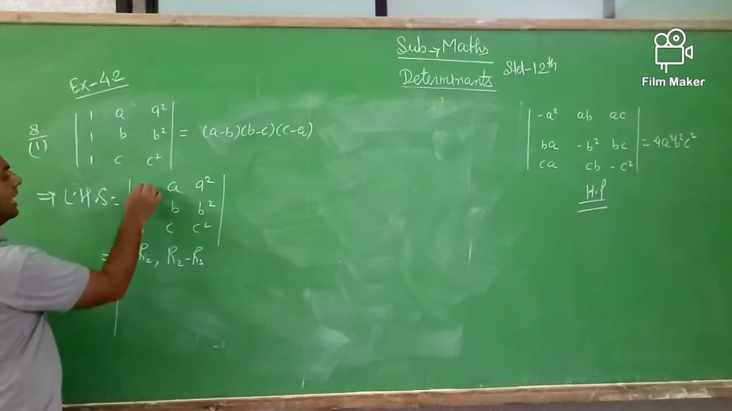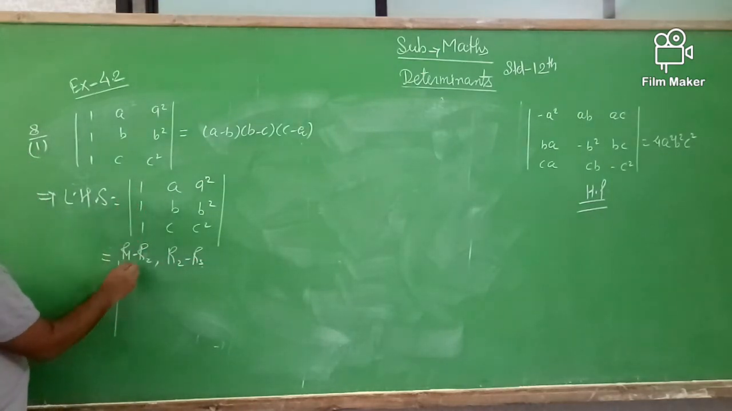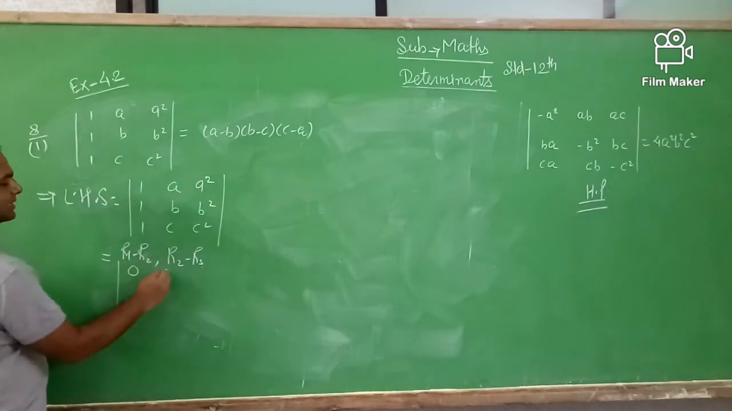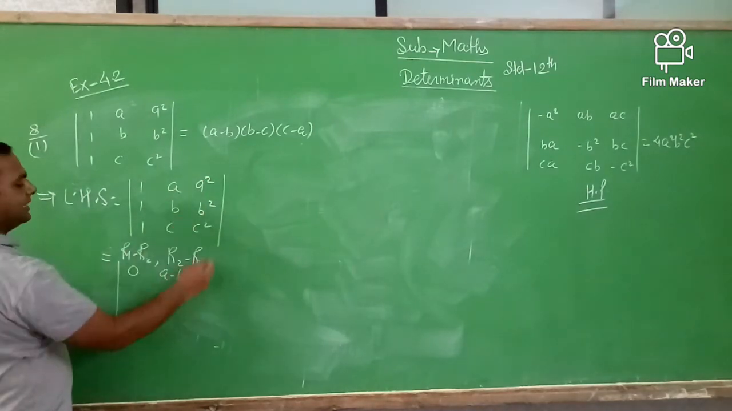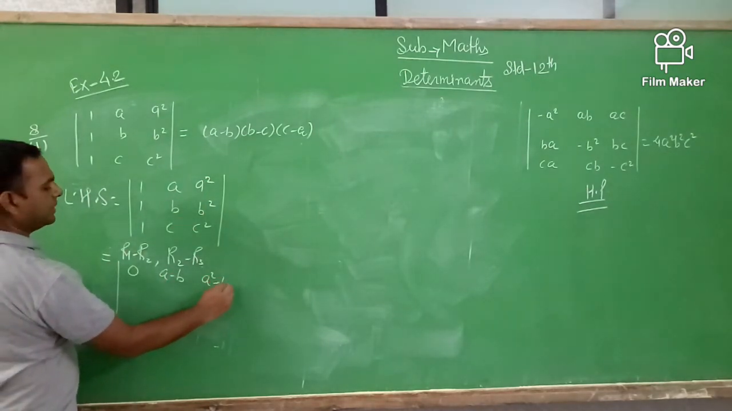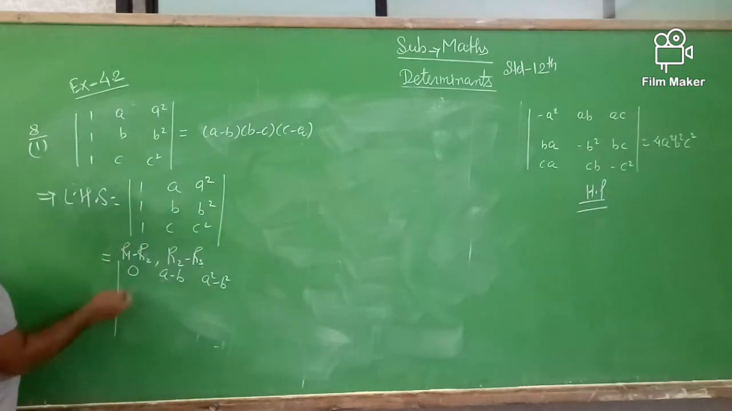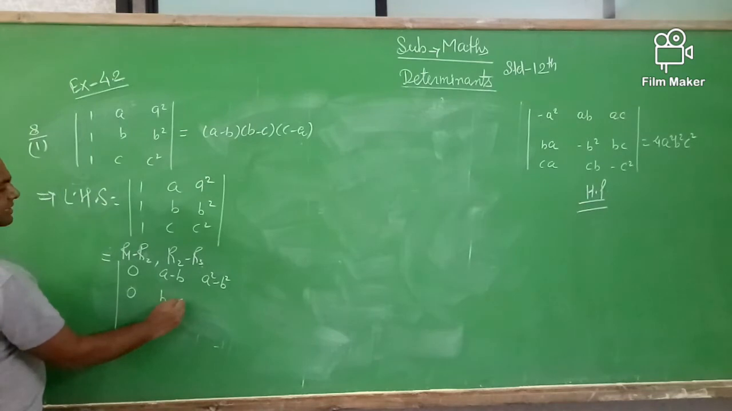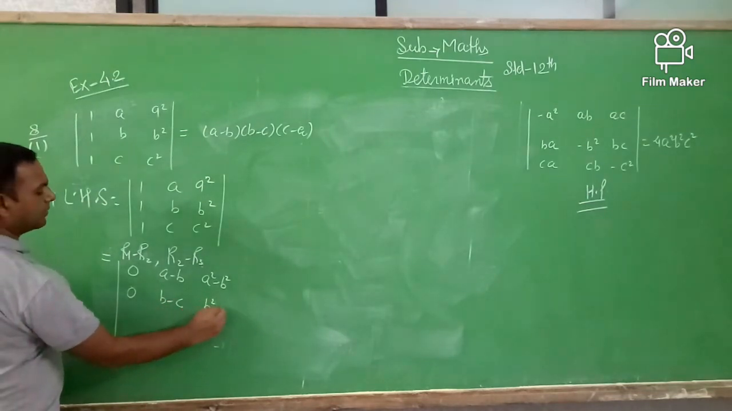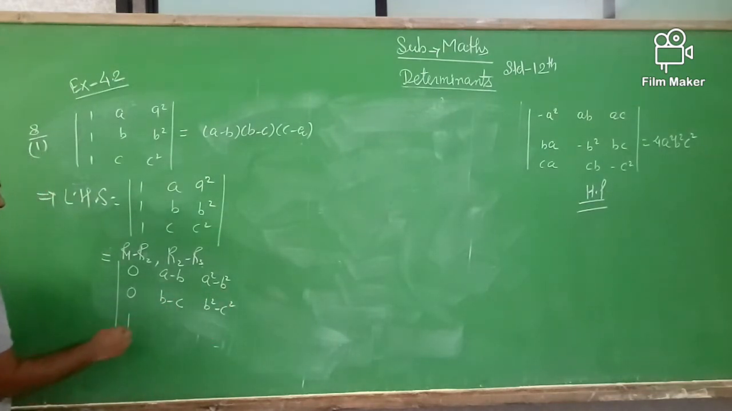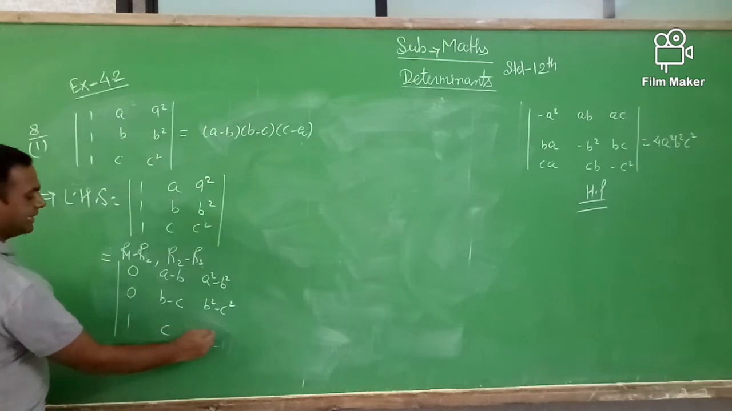Here you see, R1 minus R2: 1 minus 1 is equal to 0, a minus b, then a square minus b square. In the second row, 1 minus 1 is also equal to 0, here is b minus c, and b square minus c square. And the third row is the same, 1, c and c square.